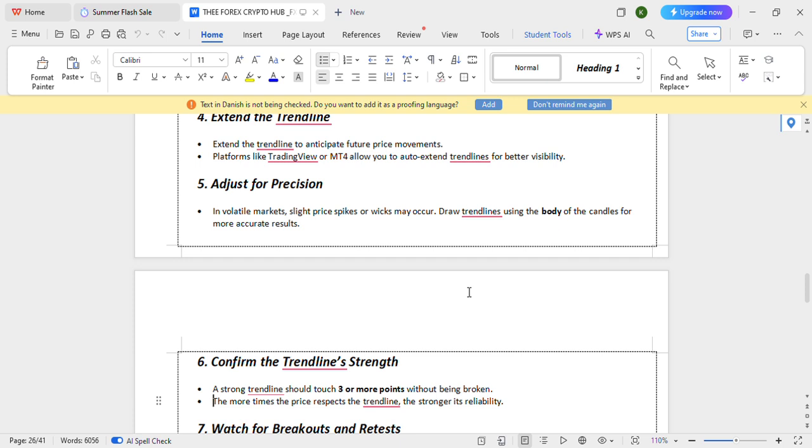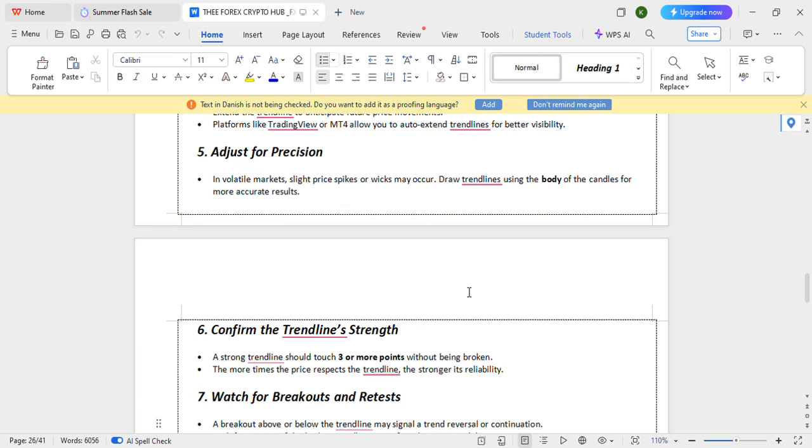The fifth step is to adjust for precision. Maybe you had 2 points at the beginning, but you look at the market and see, if I move this trend line to this point, I'll have 3 or more, or 4 touches. So you adjust for precision.